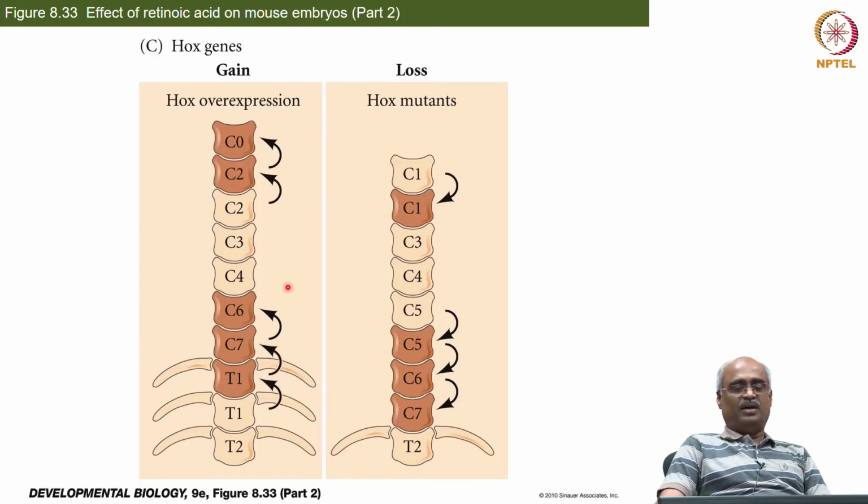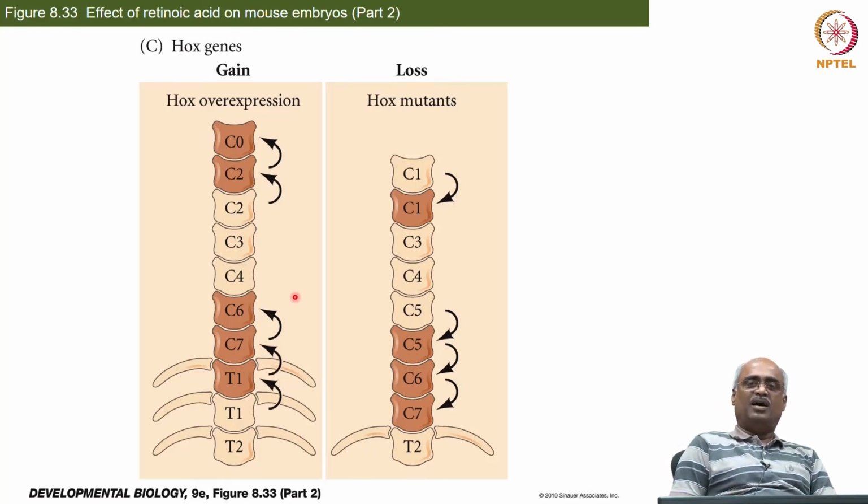Okay, and what is really remarkable is that this pattern of Hox gene expression along the anterior posterior axis and the specification of segmental identity is remarkably well conserved almost all the way starting from flatworms up to us, that is Homo sapiens.